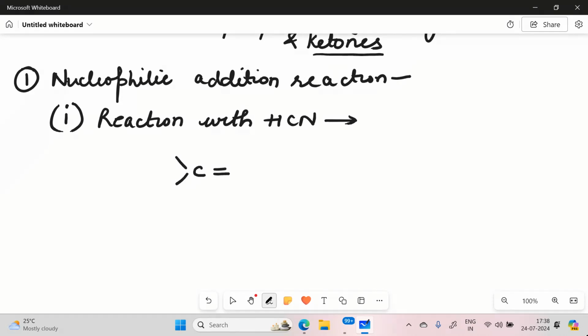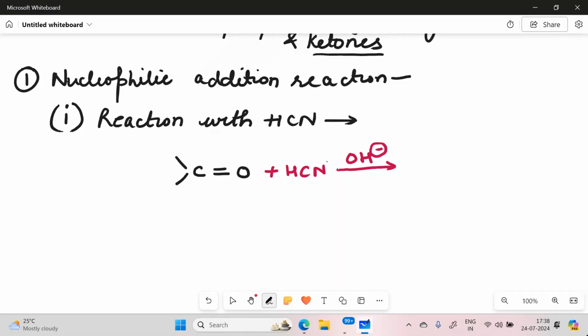See, if I am writing the compound like this, it means it is applicable both for aldehydes and ketones. If it is aldehyde, it becomes RCHO. If it is ketone, it becomes RCOR. So only there is a difference. If I am not writing R and H, it means it is both for aldehydes and ketones. And it reacts with HCN in the presence of base. I will tell you what is the function of base here. Then you will get a product.